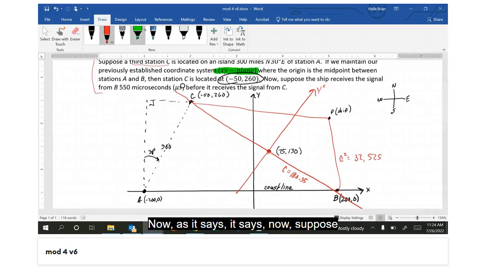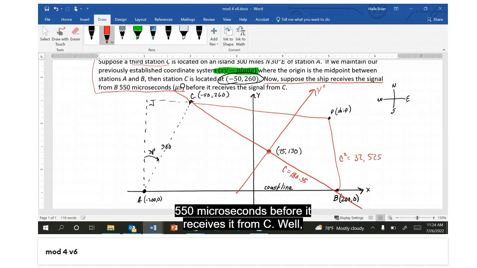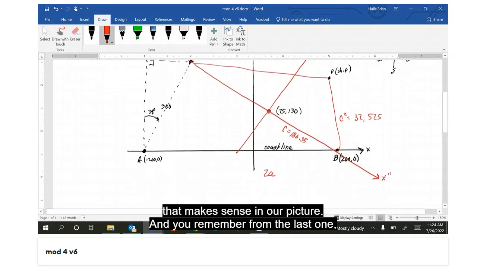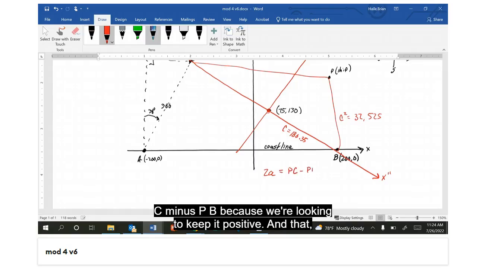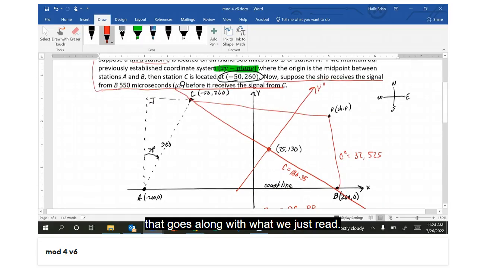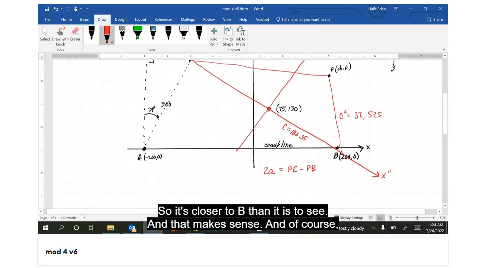Now what does it say? It says, now suppose the ship receives the signal from B 550 microseconds before it receives it from C. Well, that makes sense in our picture. And you remember from the last one, what that means is 2A is simply equal to PC minus PB, because we're looking to keep it positive, and that goes along with what we just read. It receives a signal from B before it receives it from C, so it's closer to B than it is to C, and that makes sense.